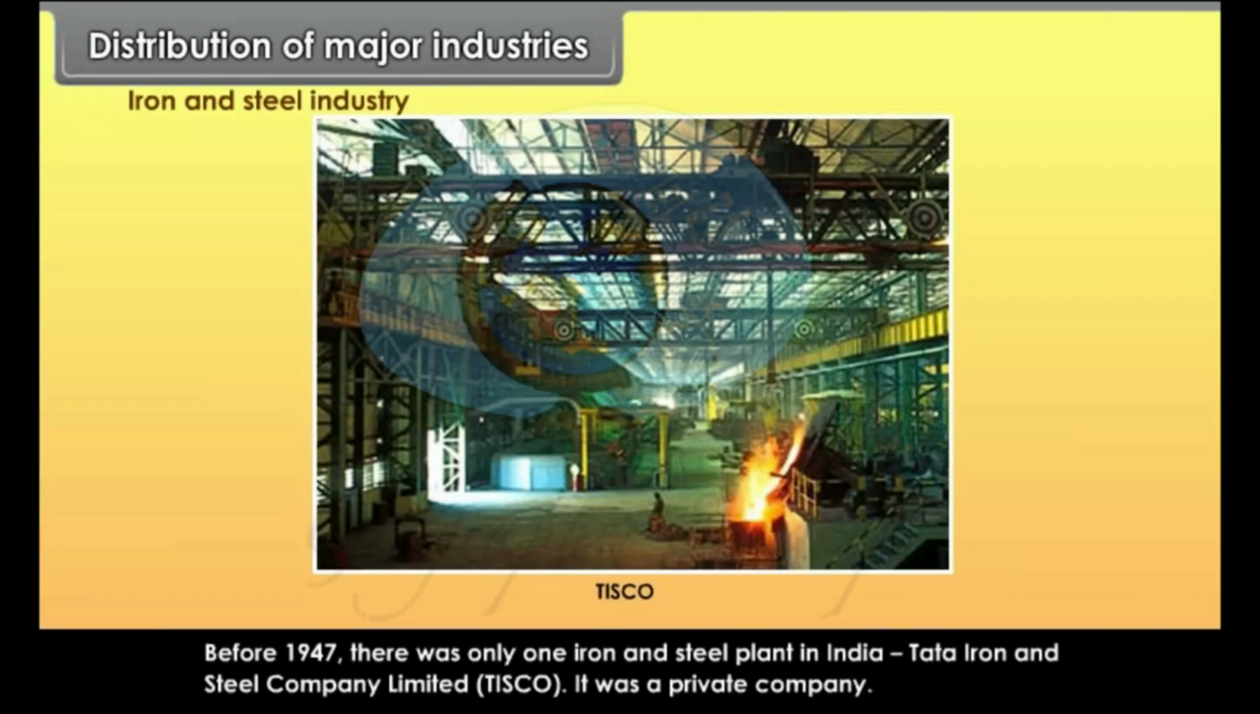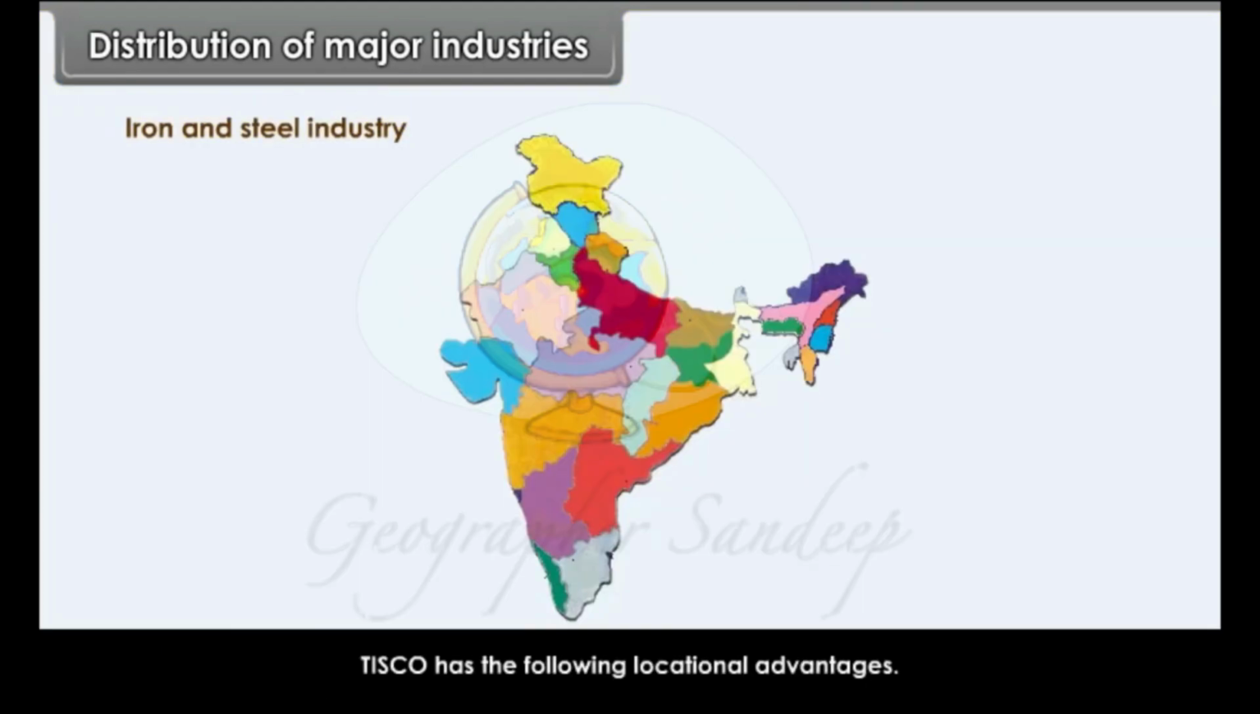TISCO. Before 1947, there was only one iron and steel plant in India. Tata Iron and Steel Company Limited, TISCO. It was a private company. TISCO has the following locational advantages.